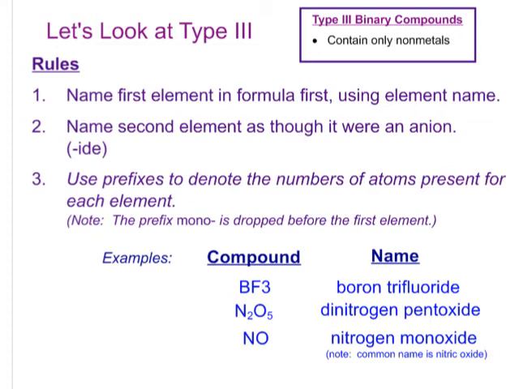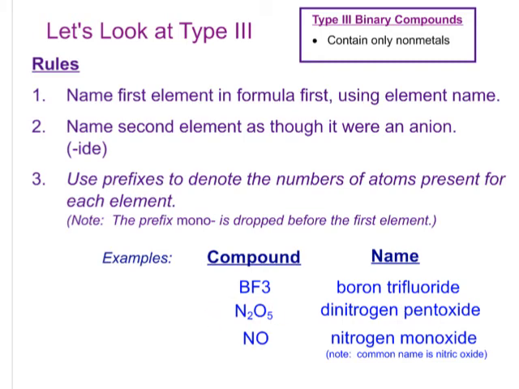So let's jump down here to an example. We have boron and fluorine represented. And here's another mistake. That 3 should be a subscript, indicating that there are 3 fluorine atoms in this compound. So we name it by, remember, using the element name for the first element, boron. We're going to name the second element as though it were an anion, so we're going to name it fluoride. But we're going to use a prefix because there are 3 fluorines. We're going to call this boron trifluoride because there are 3 fluorines.